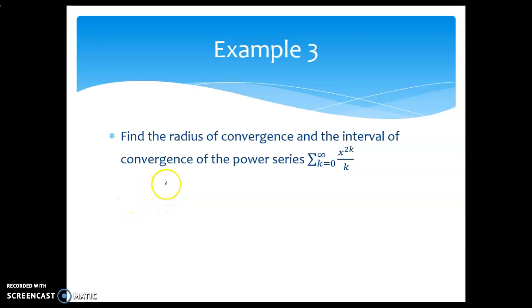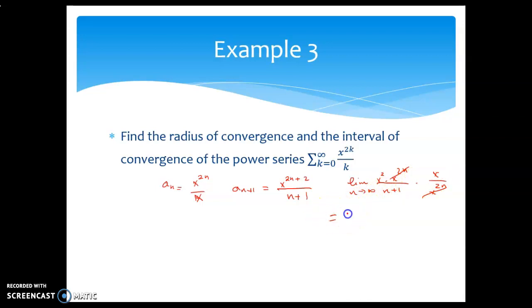So we're going to say, what is my a_n? My a_n here is going to be equal to x^(2n) over n. And then what is my a_(n+1)? It's going to be equal to x raised to the power 2n plus 2 over n plus 1. Then when we take the limit as n goes to infinity of the ratio, we're going to have x raised to the power of 2 times x raised to the power of 2n, divided by n plus 1, times n over x raised to the power of 2n. The x raised to the power of 2n cancels out.